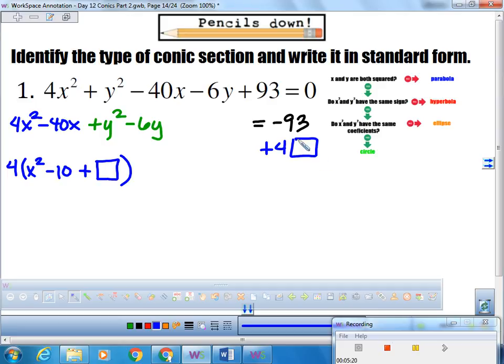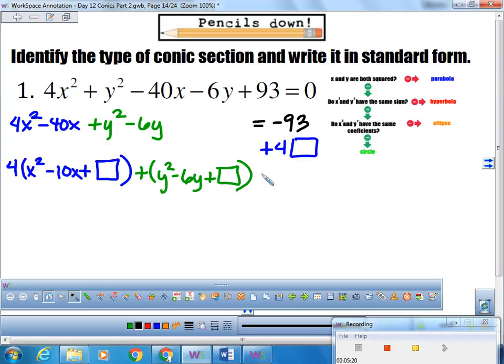Okay? Hold on. Then I've got plus y squared. I don't need to factor anything out. Minus 6y, plus, let me make this a little bit smaller so I've got room, plus something. And I'm going to have to add that something also to the other side.